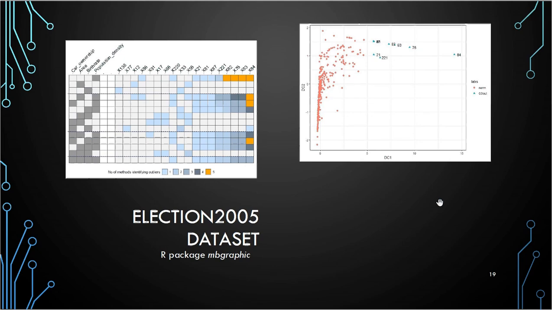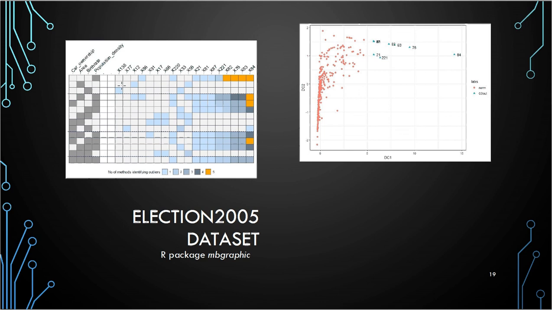So this is a data set from Anthony Unwin's paper. This is the election 2005 data set, which is in the R package MB graphic, and they take four variables. This is the O3 plot, and that's the DOBIN plot. So let's go over the O3 plot first.